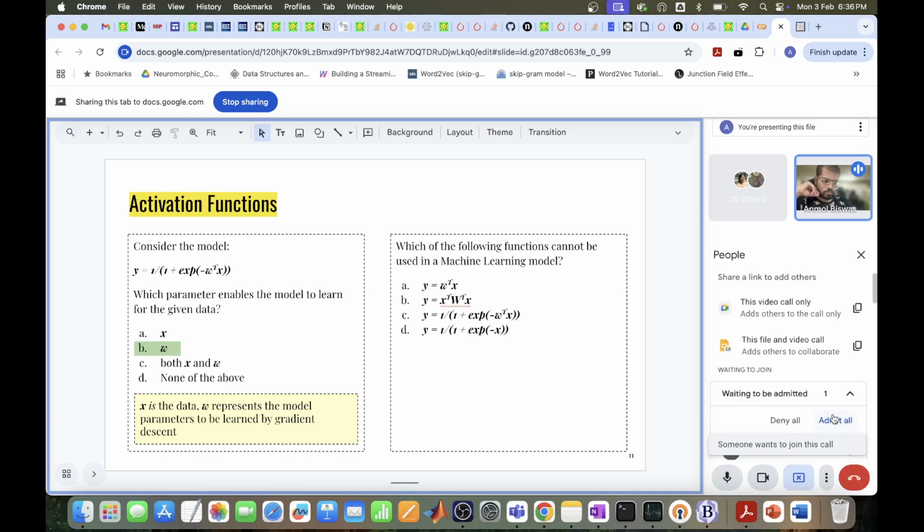So here we are going to look into some characteristics of the activation function, right? For example, which of the following functions cannot be used in a machine learning model? Here we have certain functions. We have y equals w transpose x, x transpose w transpose x. You have this, which is just the same as the sigmoid activation, y equals 1 upon 1 plus e to the power minus x. The question is, which of these functions is not valid to use in a model?